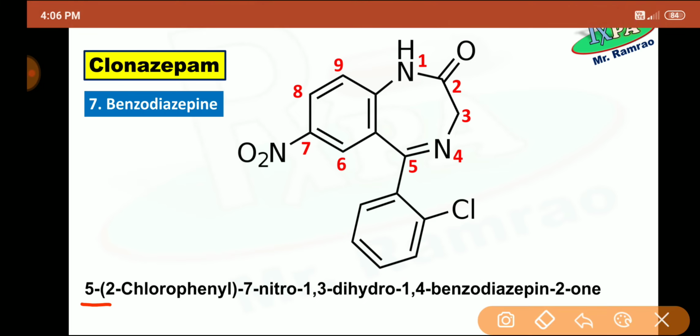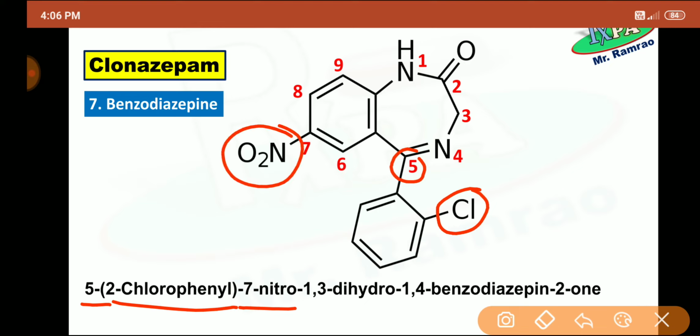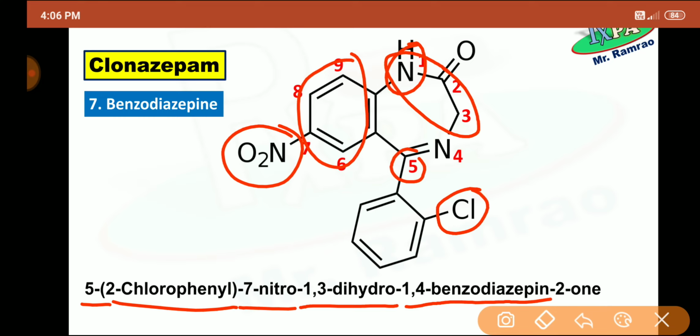On the fifth position over here, 2-chlorophenyl. If you give the numbering to the benzene ring, then chlorine gets the second number, 2-chlorophenyl, then 7-nitro. On the 7th position a nitro group is present, therefore 7-nitro. 1,3-dihydro, because the double bond over here is reduced by addition of 2 hydrogens, therefore dihydro. 1,4-benzodiazepine: benzo because of this benzene ring, and 2 nitrogens are present at the first and fourth positions, therefore 1,4-benzodiazepine.